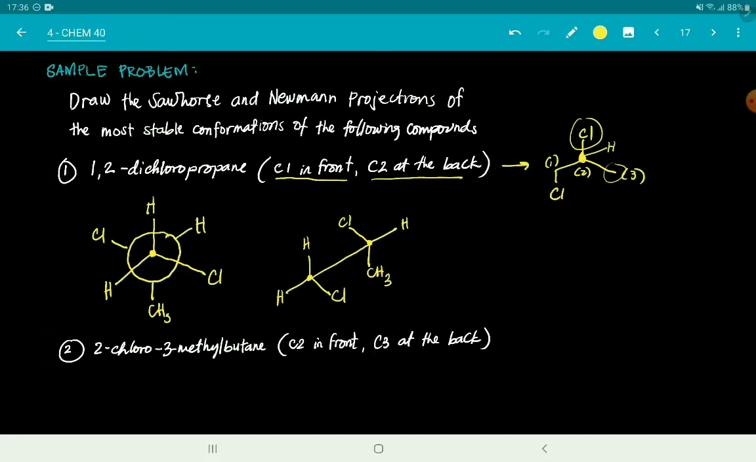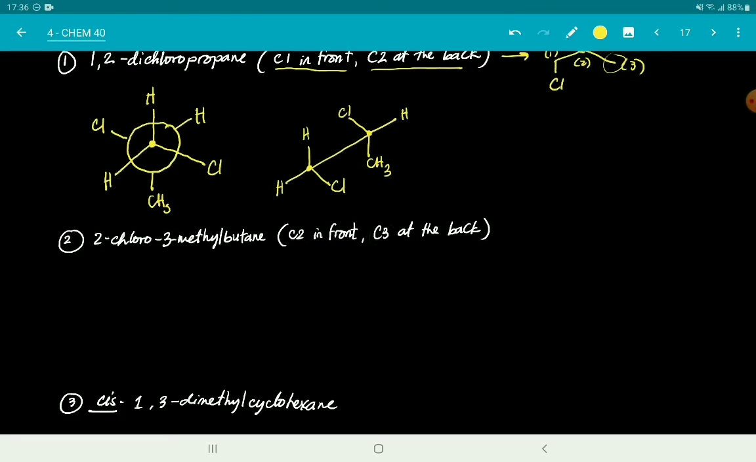Okay? So, for the next number, we have 2-chloro-3-methylbutane. So, drawing ulit natin yung kanyang skeletal structure for convenience. Drawing natin yung butane 1, 2, 3, 4. Sa position 2, meron tayong chloro. And sa position 3, meron tayong methyl group. Okay? So, 1, 2, 3, 4.